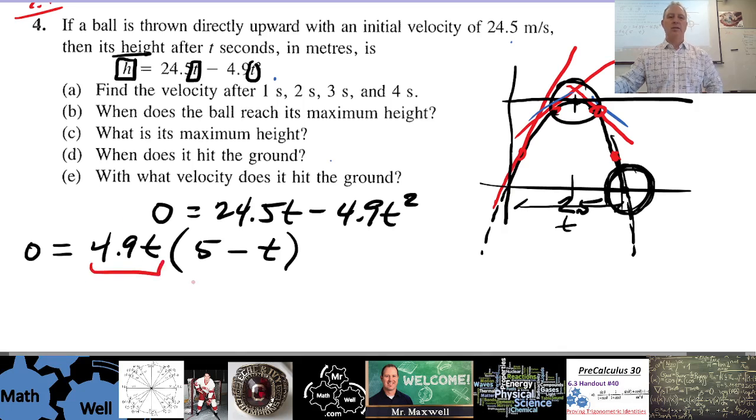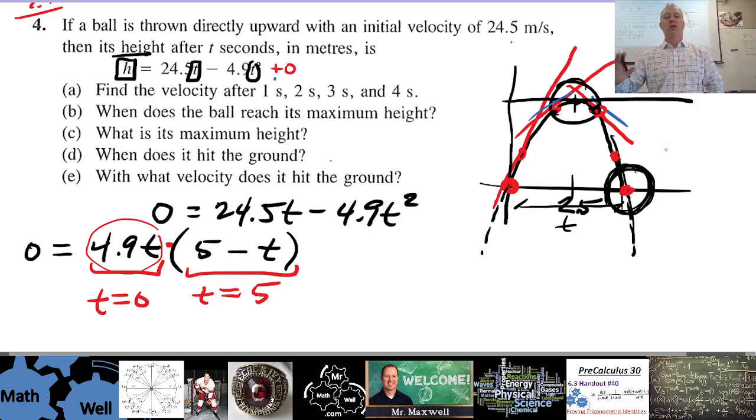In this case, we have two factors, and the product of these two factors will be 0 when one or both of them are 0. So when this one is 0, that is at t equals 0. That's what makes this 0, right? And this one, 5 minus t, where is that 0? At t equals 5. So it's zero here, we know that, because there's no constant. Okay, that's our y-intercept. And it's also zero here at 5, which totally makes sense.